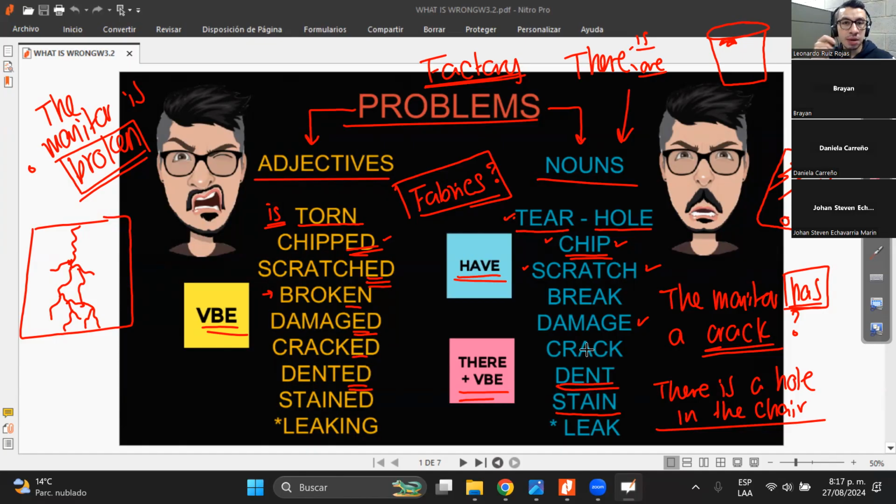Example, if I am drinking my tintico, muy bien, excellent, Johan, mancha. If I'm drinking my tinto, and I spill a little bit on my t-shirt, there is a stain, right? Or I can say that the t-shirt is stained, o sea, está manchado. ¿Listo? And the last one, talking about physical problems, it's leaking, but this one is in ing.